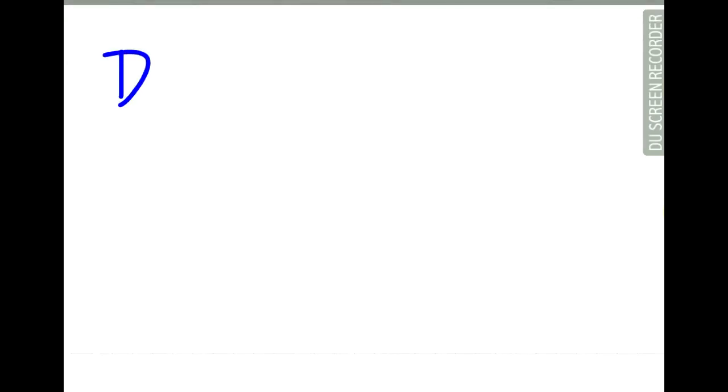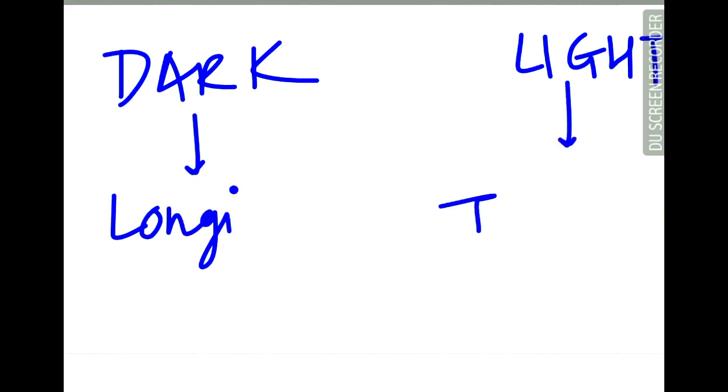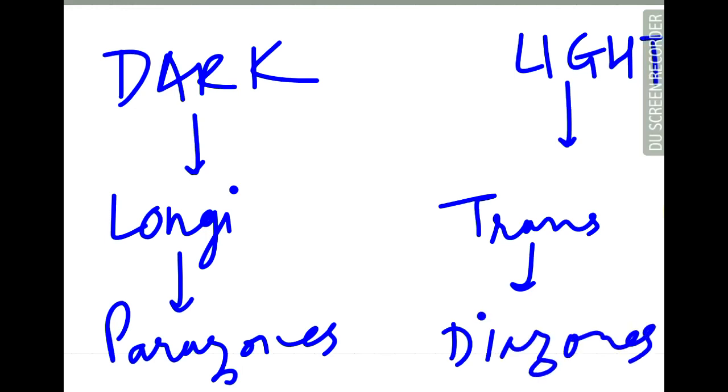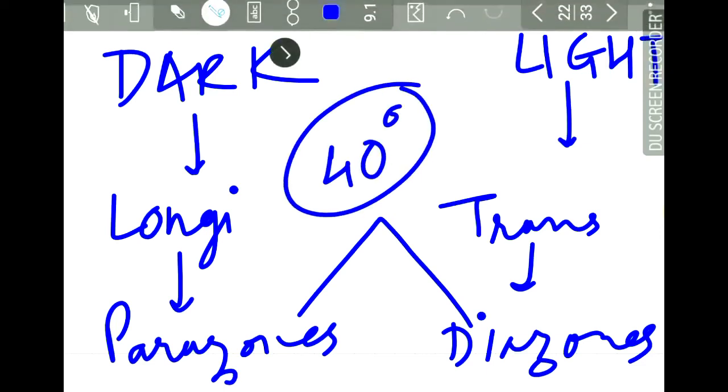Now what causes these dark and light bands? The dark bands appear when the enamel rods are cut in longitudinal section, and light bands appear when the enamel rods are cut in transverse section. These dark bands are called the parazones, while the light bands are called the diazones. These are the alternating dark and light bands of the Hunter-Schreger. There is an angle between these parazones and diazones which is 40 degrees. This is also an important multiple choice question.